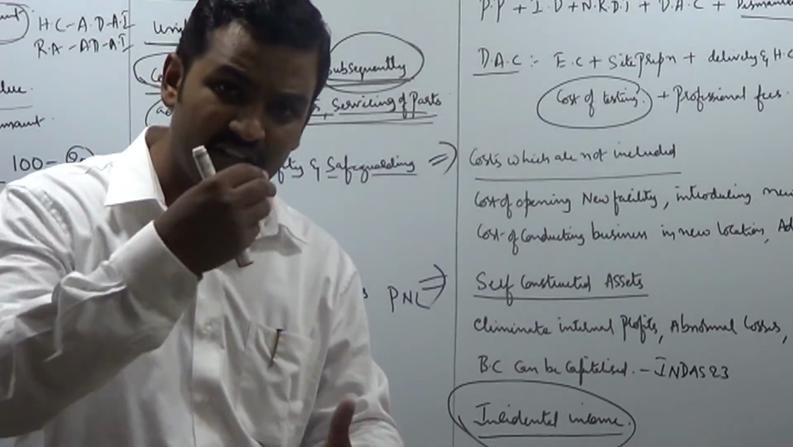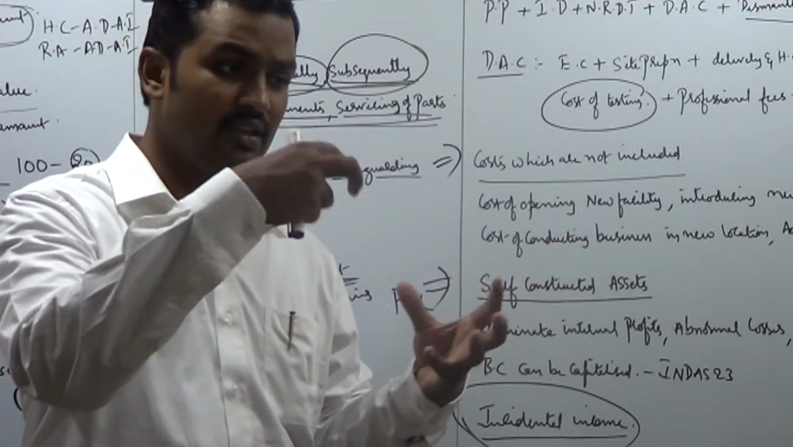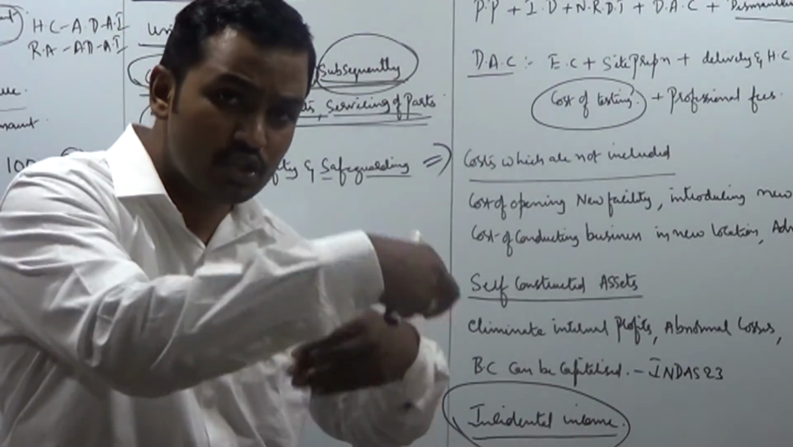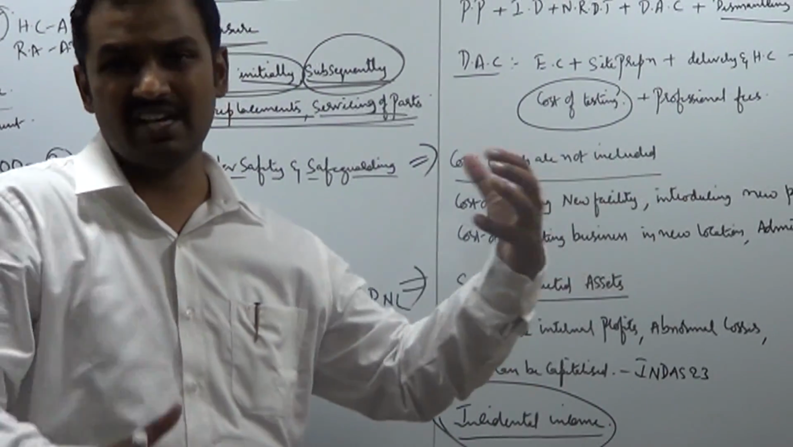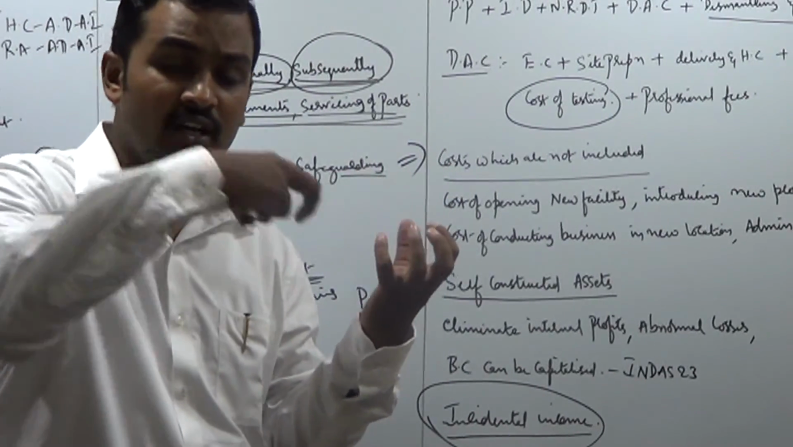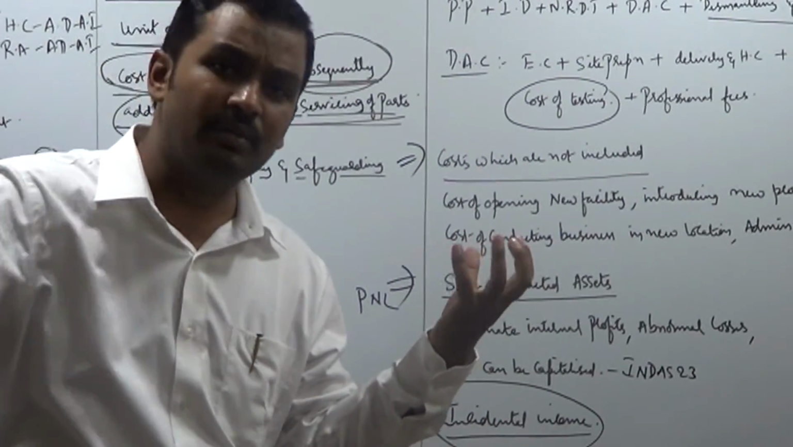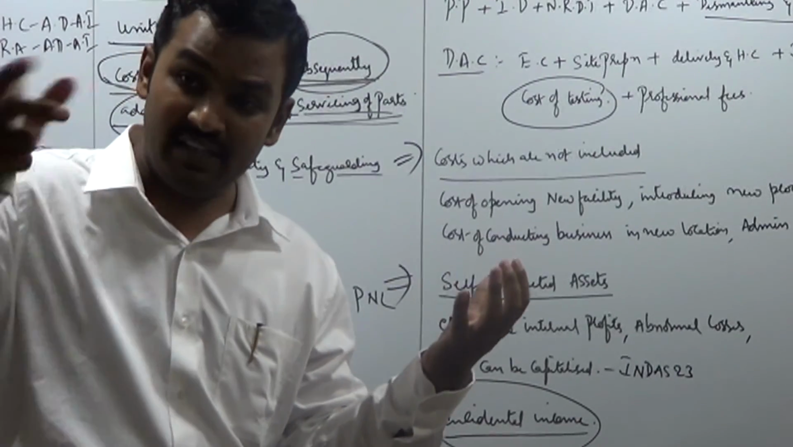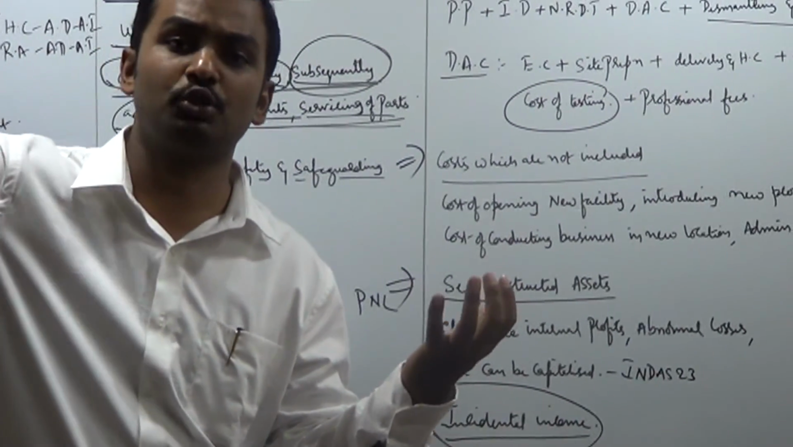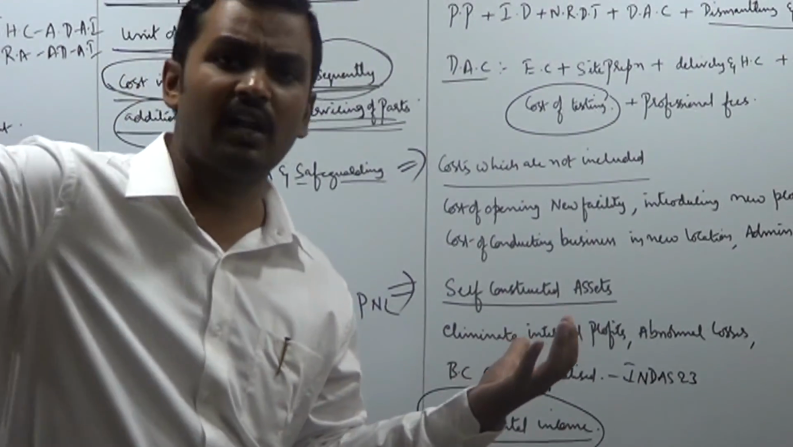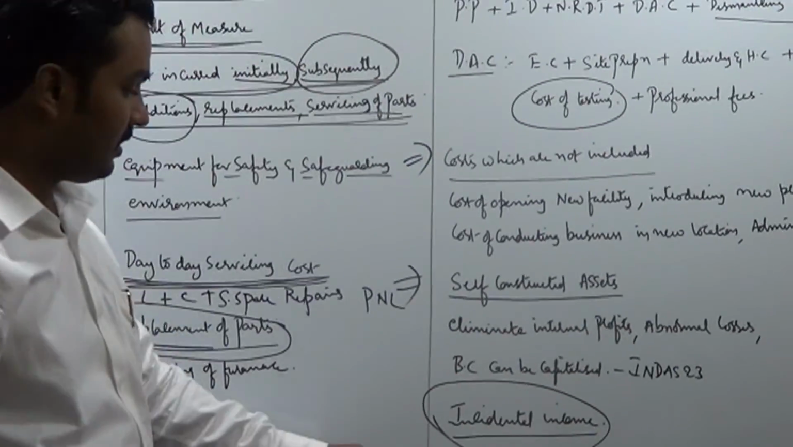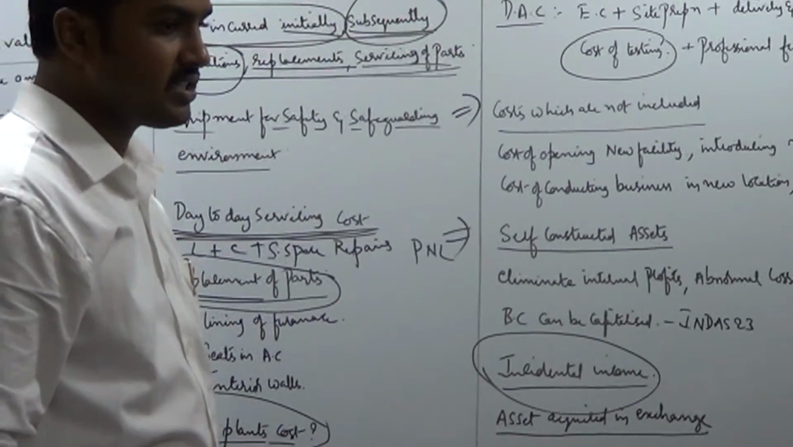So if any activity is carried out which is not done in the course of constructing the asset, that means the activity is not related to construction of the asset. If this activity is generating any income, that income cannot be separated from the cost of the asset. If any expense is incurred, that expense and that income should be shown separately in the P&L account as per relevant classification. Okay. And then we come to the last item, asset acquired in exchange.